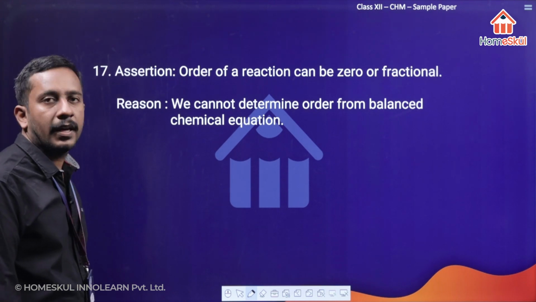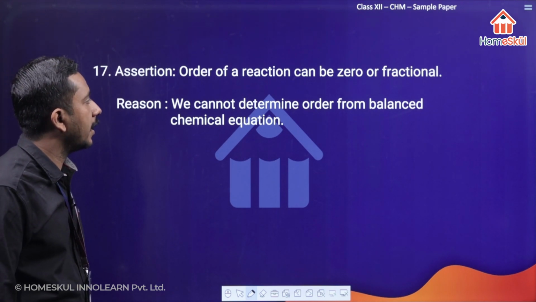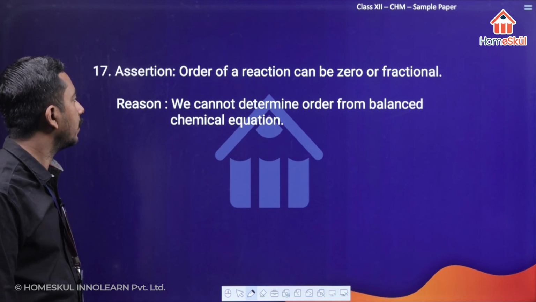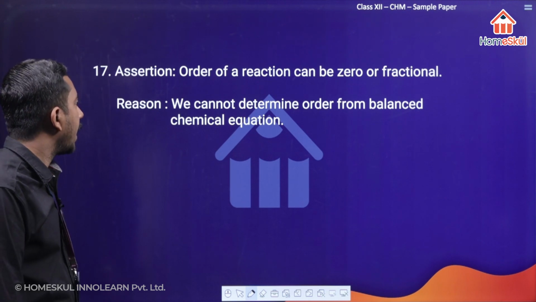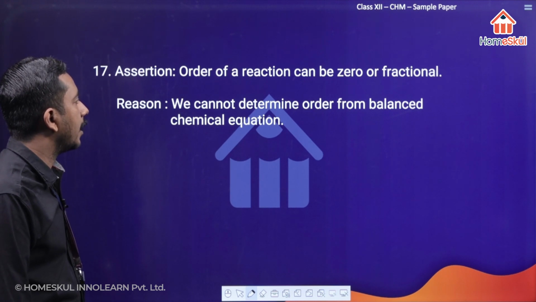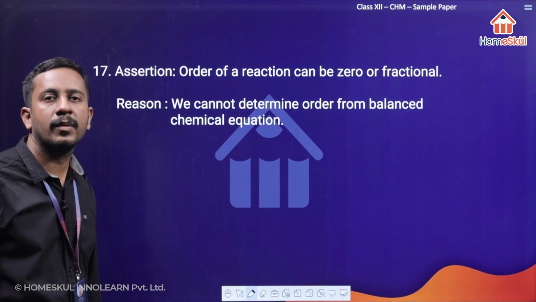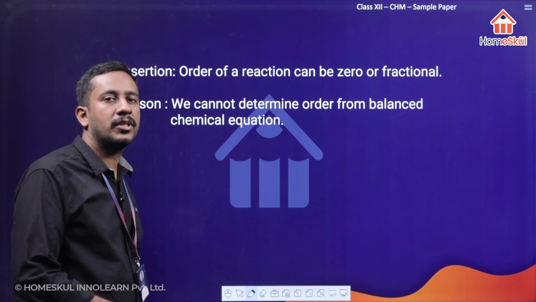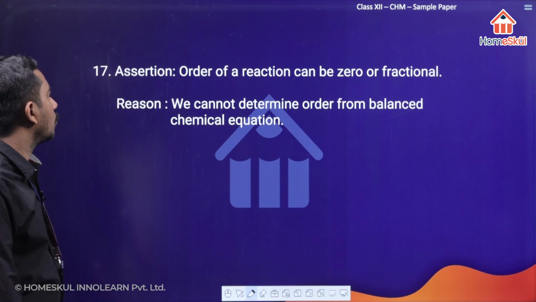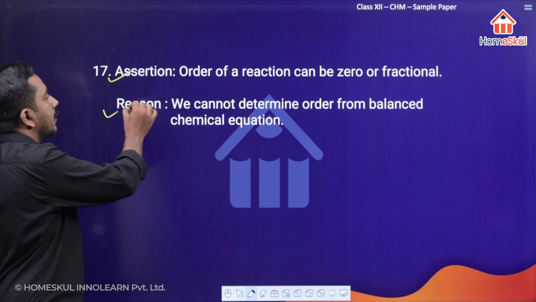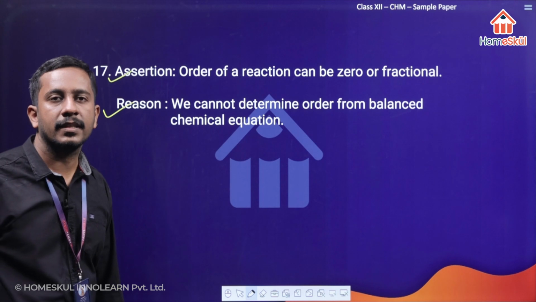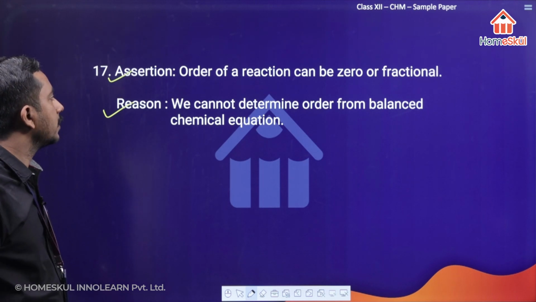The 17th question. Here the assertion statement is that the order of the reaction can be 0 or it can be fractional. So we know that that statement is true. And the reason statement says that we cannot determine order from the balanced chemical equation. That means the order of the reaction cannot be determined from the balanced chemical equation. That is also a true statement because the order of the reaction is an experimentally determined quantity. So both the assertion statement and the reason statement are true, and also the reason is the correct explanation for the assertion statement. So we'll have to choose the options accordingly.